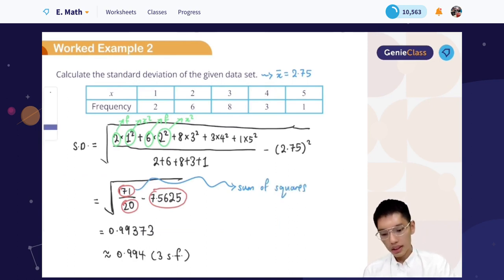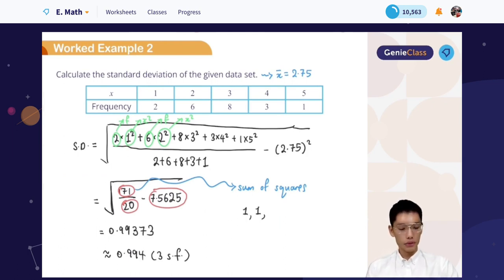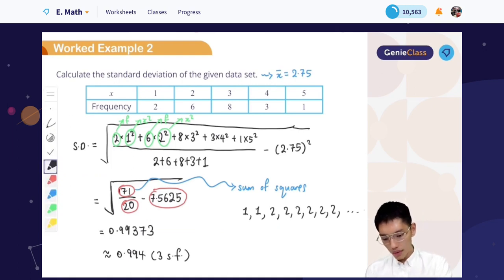If I were to break it down to you, my top value over here, if I want to write it down, it's going to be 2 of 1s. So what do I have? 1, 1. It's going to be 6 of 2s. So it's going to be 2, 2, 2, and then you get the hang of it, 2, and so on. What we are doing over here, we are squaring each of the x values. Take note, we are squaring each of the x values.